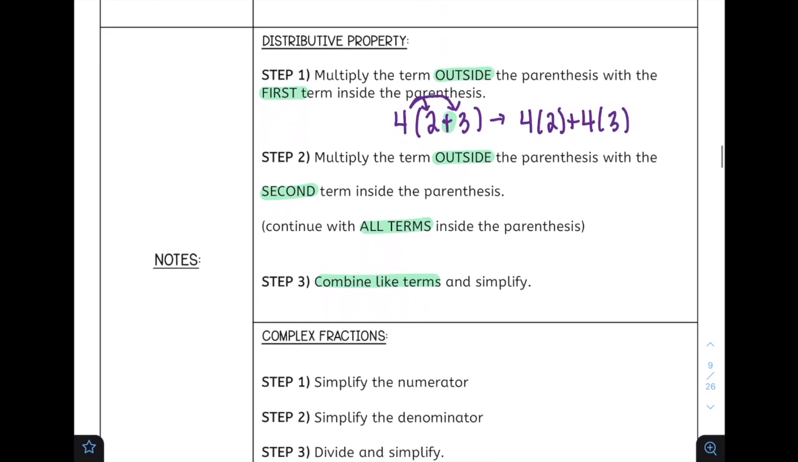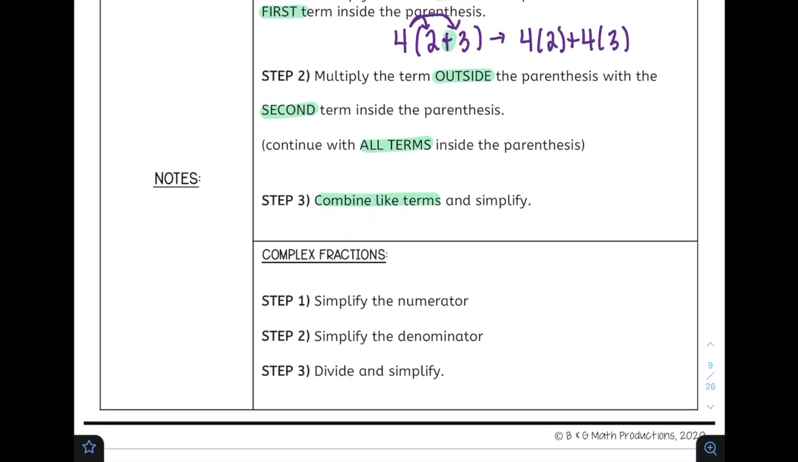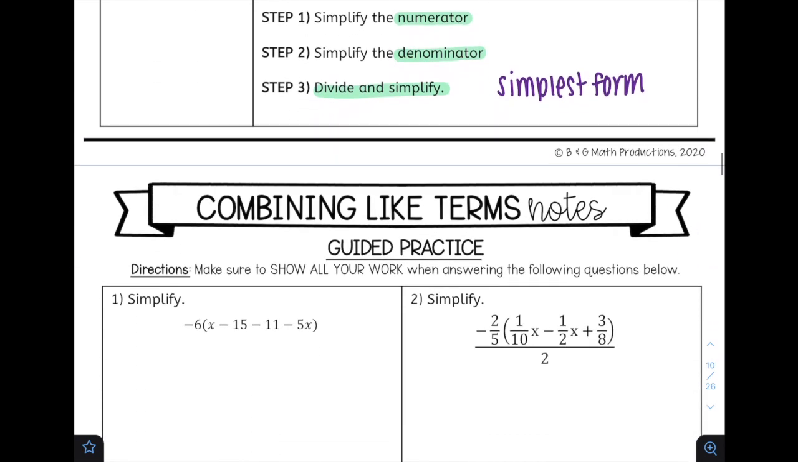And complex fractions were covered in Unit 1. It's a review. I will link the video up at the top as well, but the first step is you want to make sure you're simplifying your numerator, simplify your denominator, and then you're going to divide and simplify, and you want to make sure that you have it in simplest form. Okay, let's try some practice.